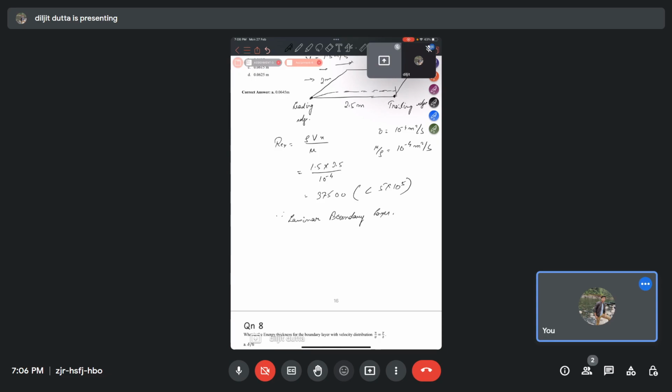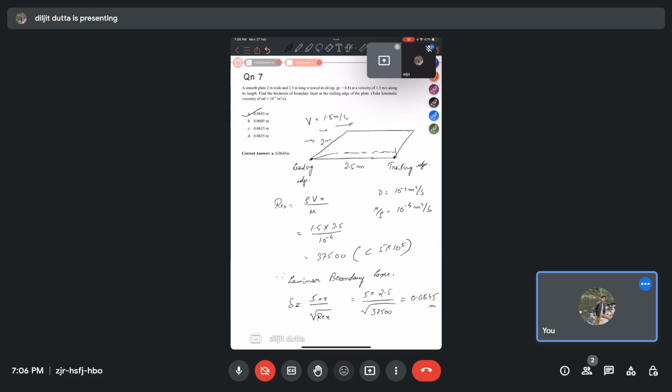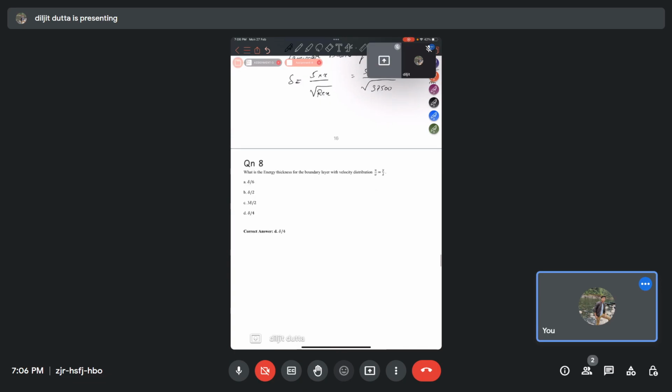Now in case of a laminar boundary layer, we can estimate the height of the boundary layer at a distance x as 5 into x by root Rex. This is given by Blasius, so it is 5 into 2.5 divided by the square root of 37500, and this will come roughly as 0.0645 meters. The correct answer is 0.0645 meter.